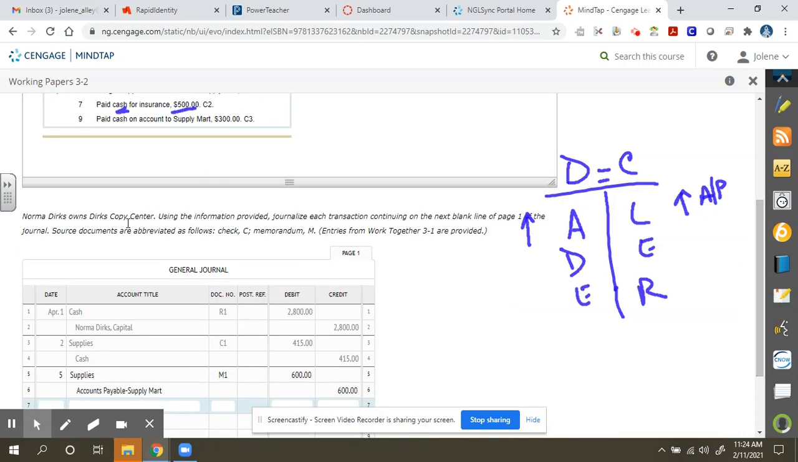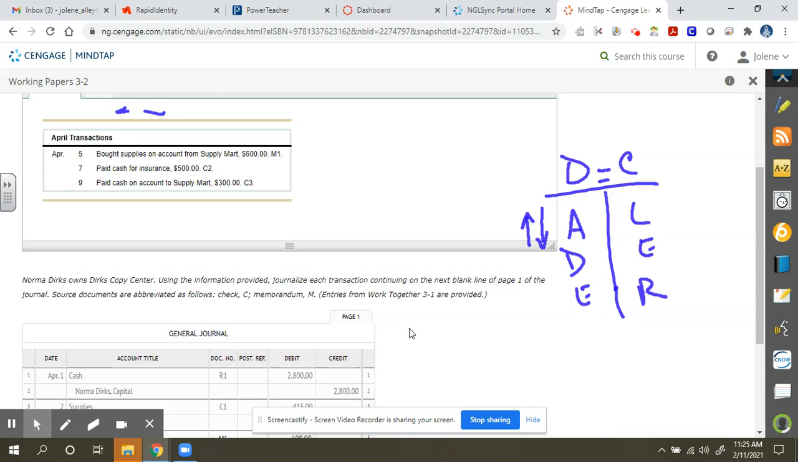Paid cash for insurance. All right, so we have insurance. Now, for this one, insurance is an asset. You're buying it, so that's going up, and it's an asset. It has value. You own it. But cash is going down because you're swapping out one asset for the other.